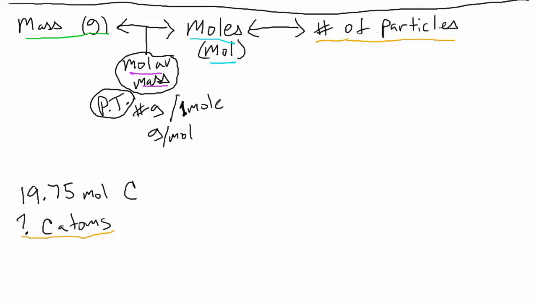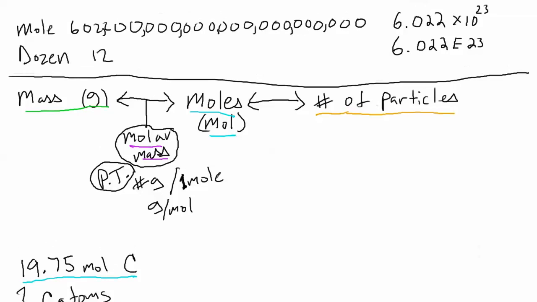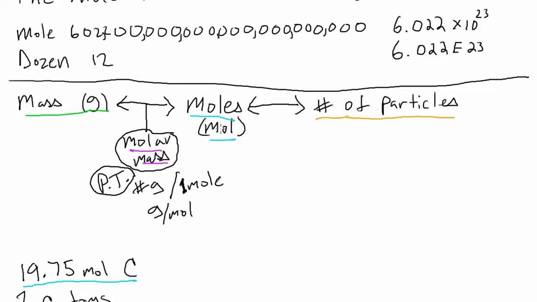So we're going to use dimensional analysis again. Wait, what's this? 19.75 moles. Oh, moles. Okay, so we're going to go ahead and highlight that in blue. So how do we get back and forth between moles and number of particles? Well, to get back and forth between the two of those, we have to use the number of things in 1 mole. And that's the number we were looking at before up here.